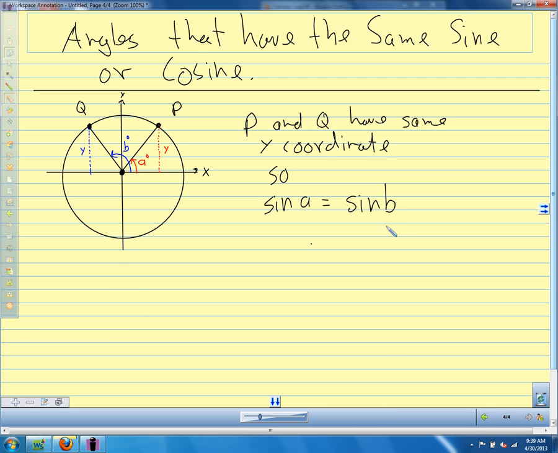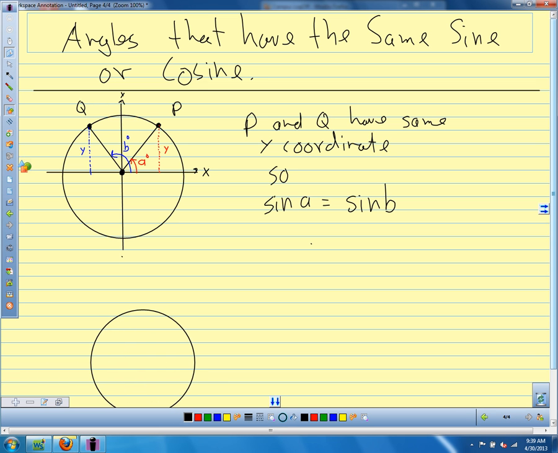So let's make two angles that have the same cosine. So here's my unit circle. And we'll put the center here.